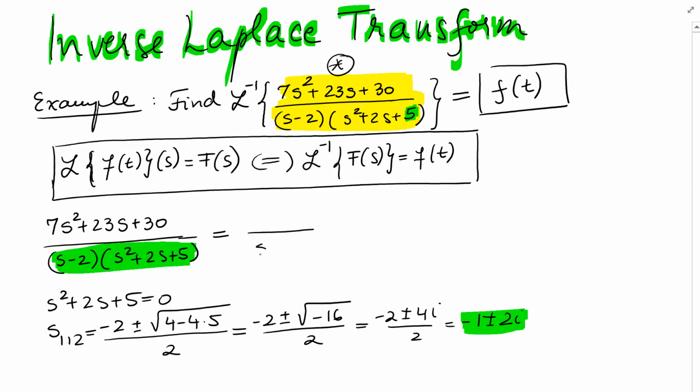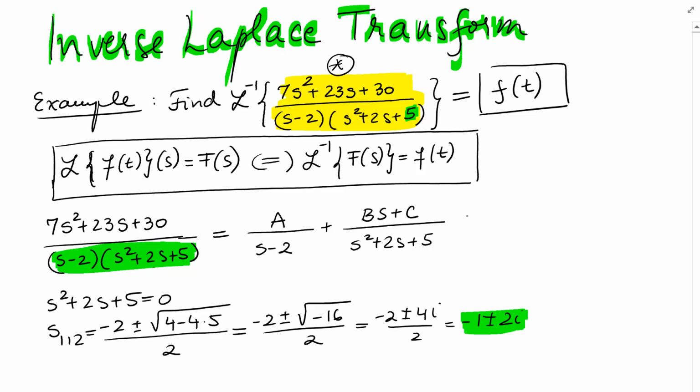The first denominator is s minus 2, and so on the top we want to have one power less, which is a constant, A. And then the second denominator is s squared plus 2s plus 5, and at the numerator we are going to have one power less, which is a linear expression, bs plus c. So now our goal is to find a, b, and c.